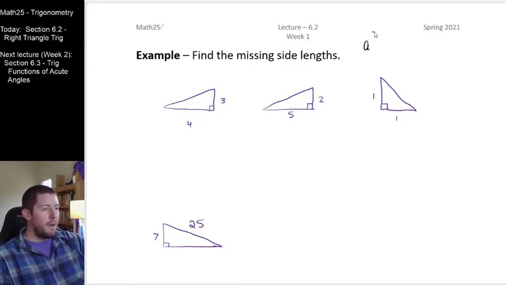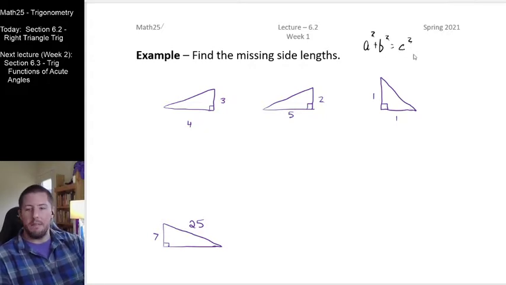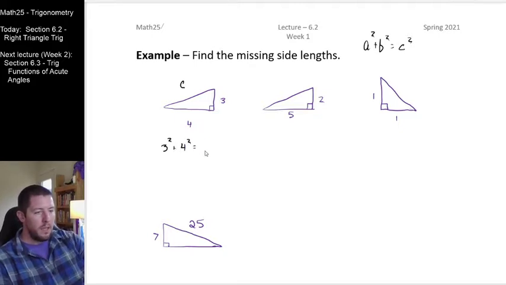So remembering that our Pythagorean theorem is a squared plus b squared equals c squared, our job is to identify what is the missing side. In this case right here, it seems like c is the missing side, right, our hypotenuse. So it looks like I can make the statement that says 3 squared plus 4 squared equals c squared. I want to know what is c. This looks like 9 plus 16 equals c squared. 9 plus 16 is 25.